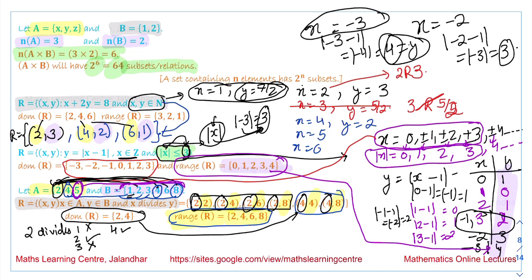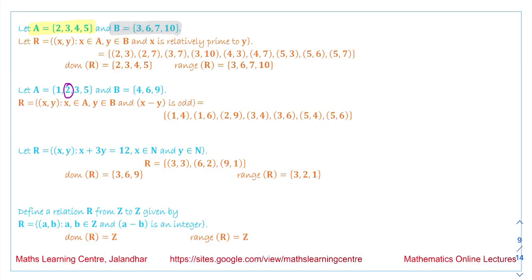Next we have the set A given to be 2, 3, 4, 5, and B has the elements 3, 6, 7, 10, and the relation given to us is that x is relatively prime to y.